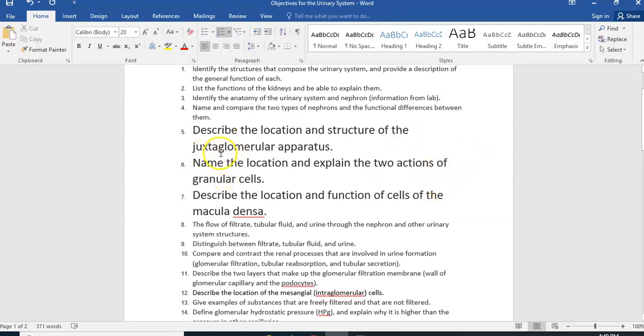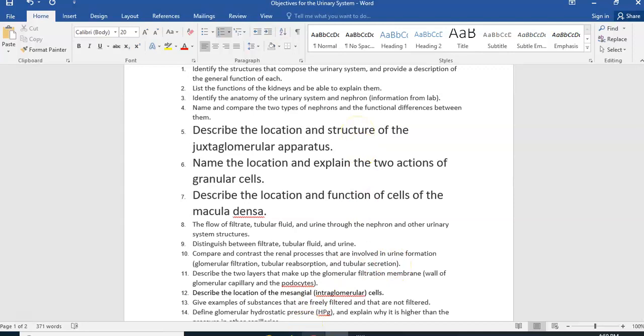So it's called the juxtaglomerular apparatus. Crazy name, but juxta just means near, and then glomerular is that word that refers to the glomerulus, which you learned about in lab. So there's a little group of structures and cells that make up this juxtaglomerular apparatus. So we want to know where it's located and what things are part of it.